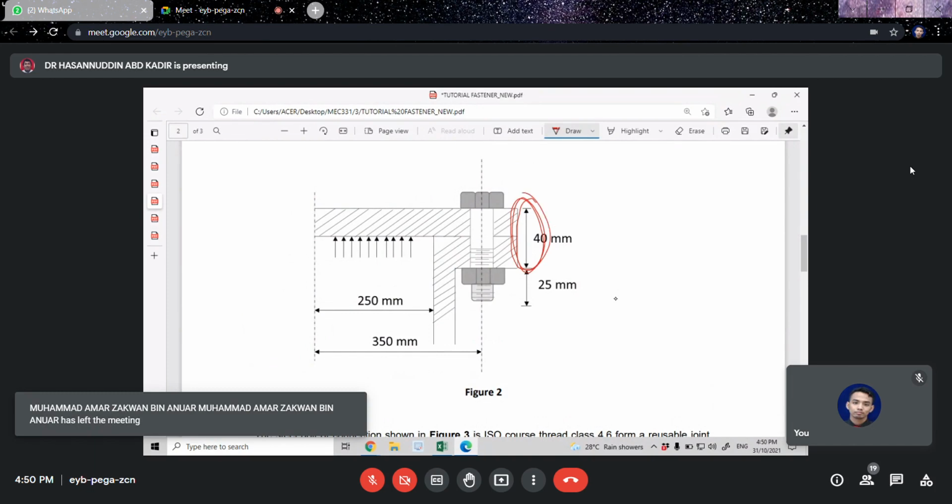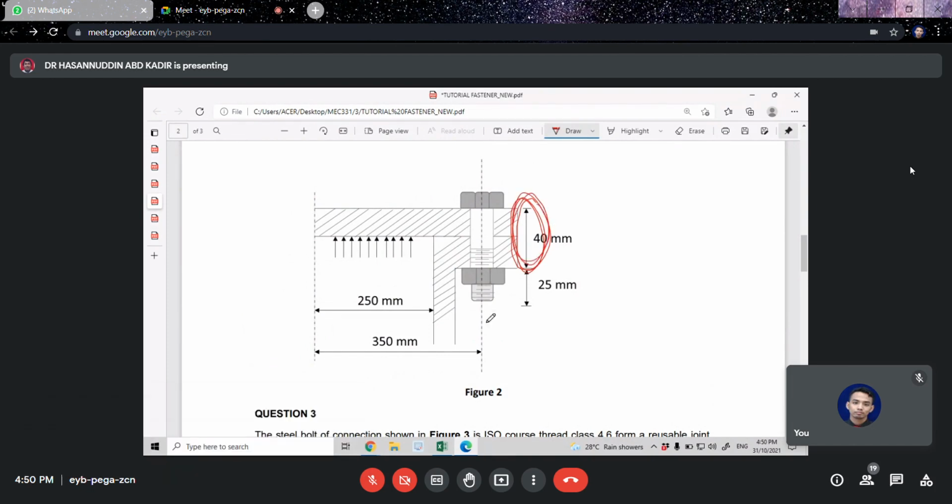Bahagian sini. Kat mana yang skru tu ikat dia pada kita punya part. Bukan pada sini. Only focus on the length that basically part involved. This one. Pada bahagian sini saja. Bagi bahagian sini saja. So please on that pada bahagian situ saja.